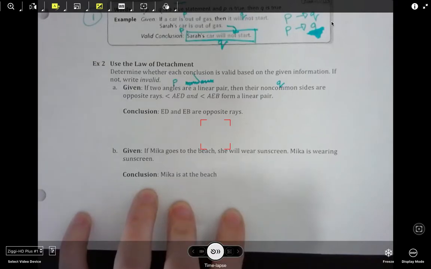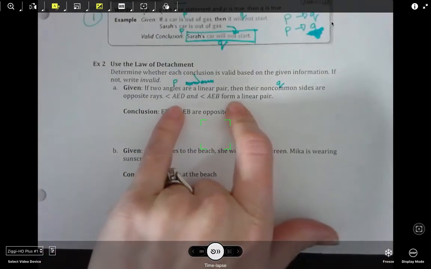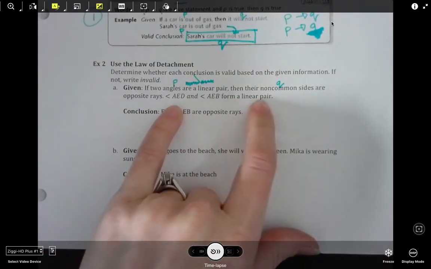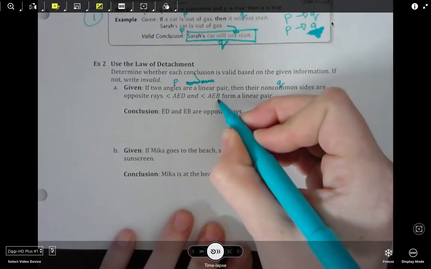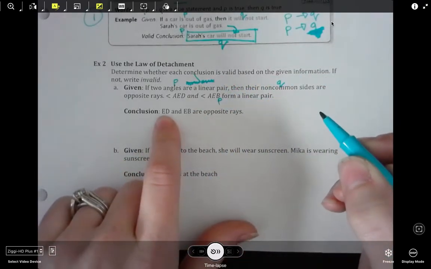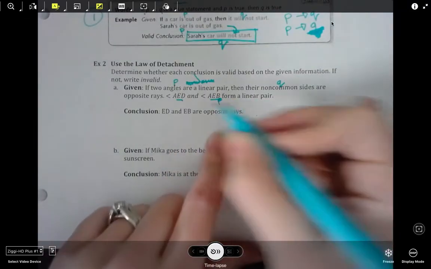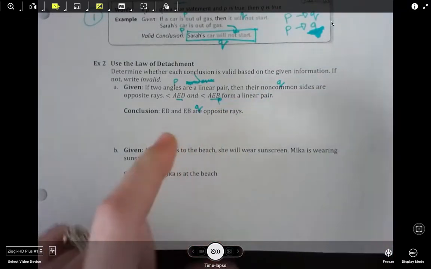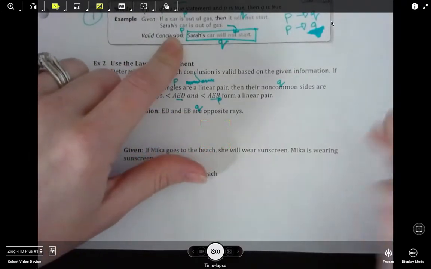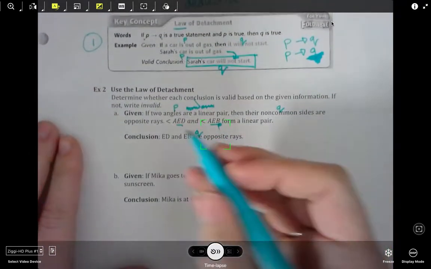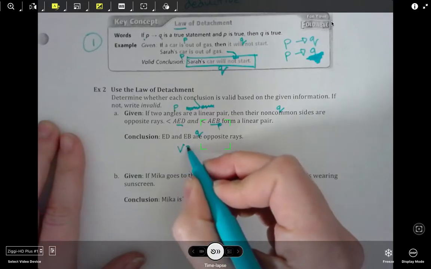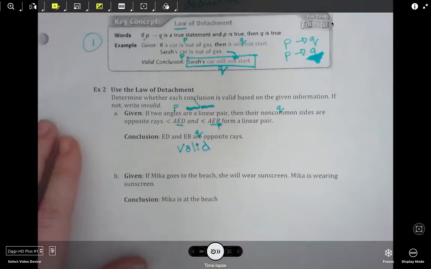That's statement Q. Then it says AED and AEB form a linear pair, which is statement P. Then ED and EB are opposite rays. That's my statement Q. That follows exactly from the law of detachment. P then Q, P then Q. So that is valid. That is a true statement, okay?